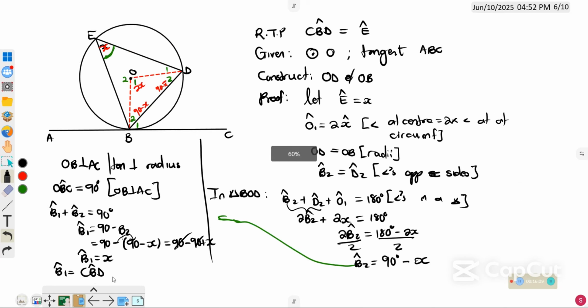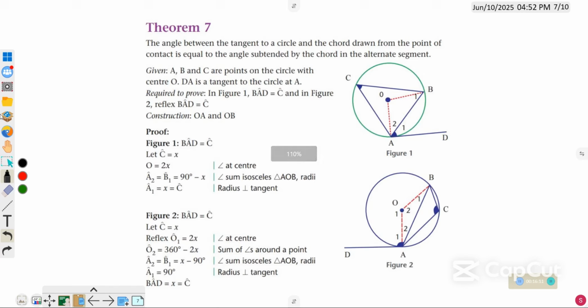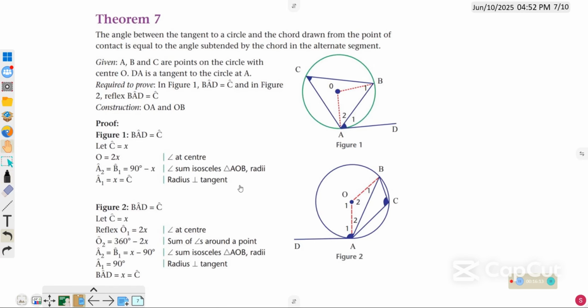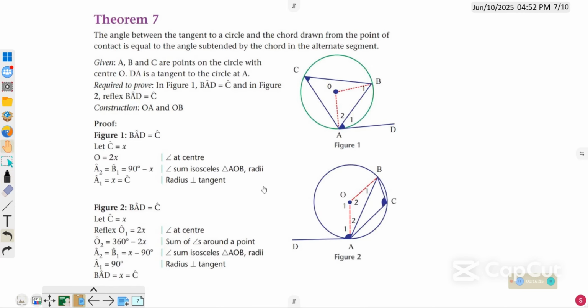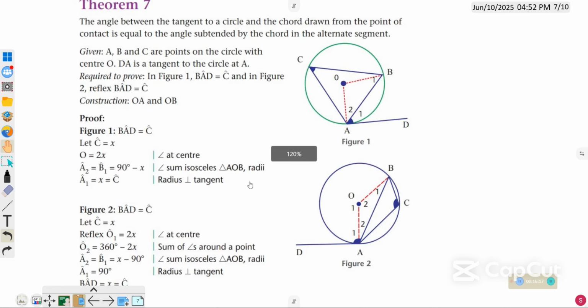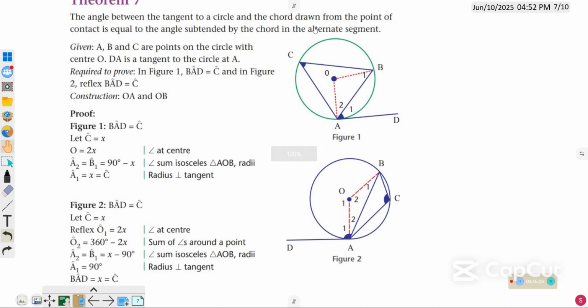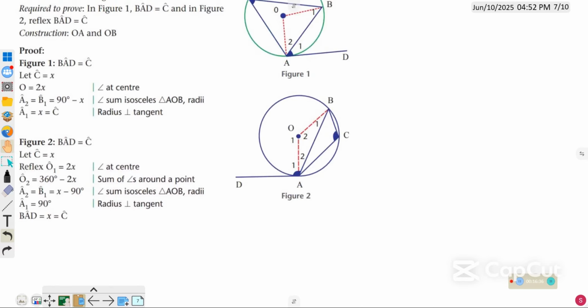Now let us apply this real quick. There you have it. This is how they prove it. And I told you, the theorem numbers don't really matter. You just have to know how to state the theorem. This one tells us that the angle between the tangent to a circle and the chord drawn from the point of contact is equal to the angle subtended by the chord in the alternate segment, or is equal to the interior opposite angle in simple terms. So yeah, you will learn how to prove that. Even for this, it holds.